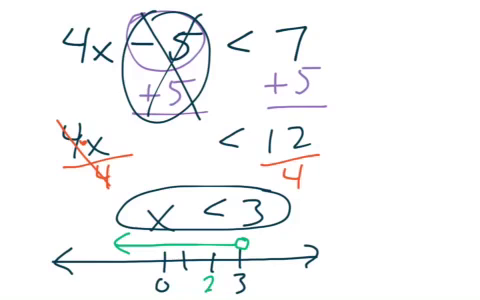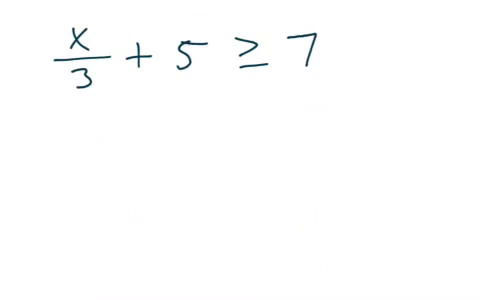That would include numbers like 2. Isn't 2 less than 3? Isn't 1 less than 3? Isn't negative 1 less than 3? All those numbers to the left here are less than 3. So that's why we point the arrow to the left. So please pause my video and copy this down.